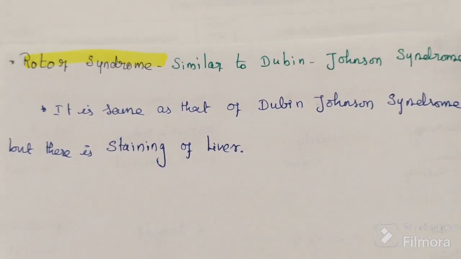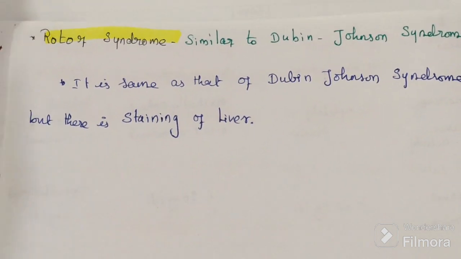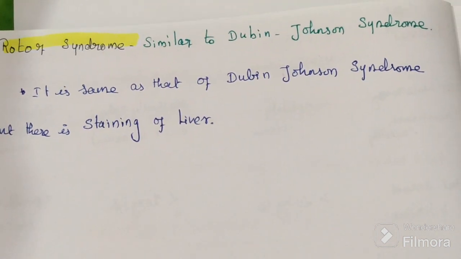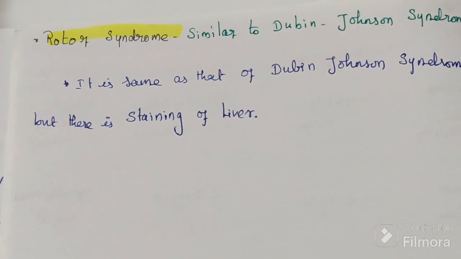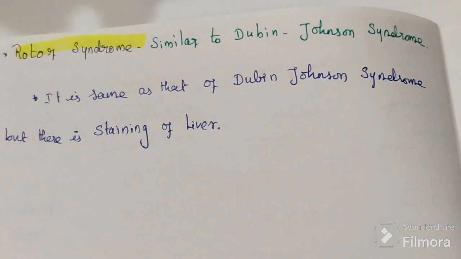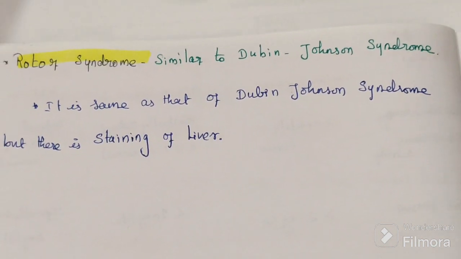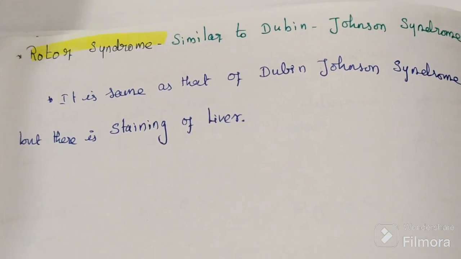Last one is Rotor syndrome. It is similar to Dubin-Johnson syndrome. The only difference is there is no deposition of bilirubin in the liver. It is the same as Dubin-Johnson syndrome, but there is no staining of the liver.